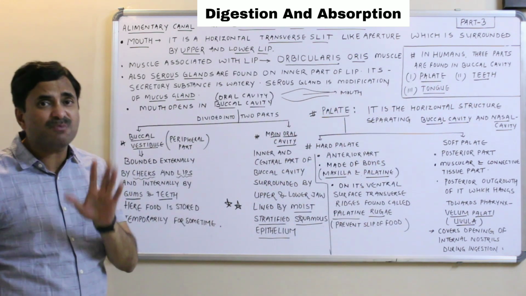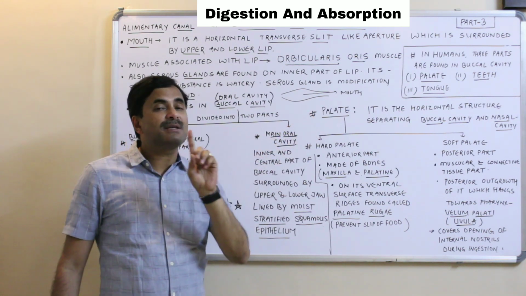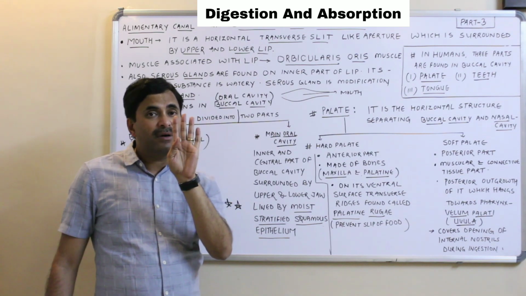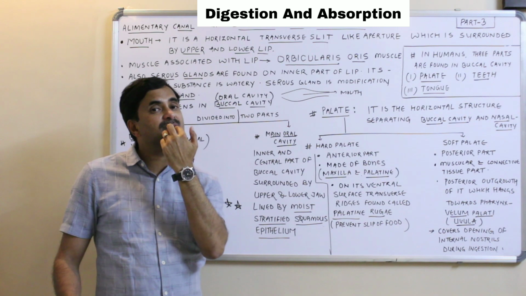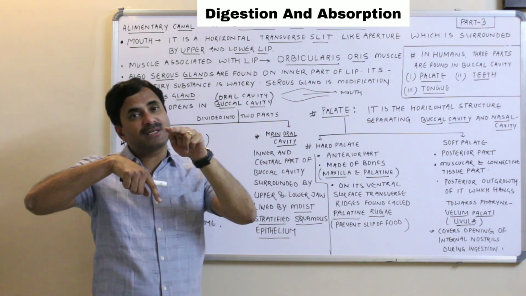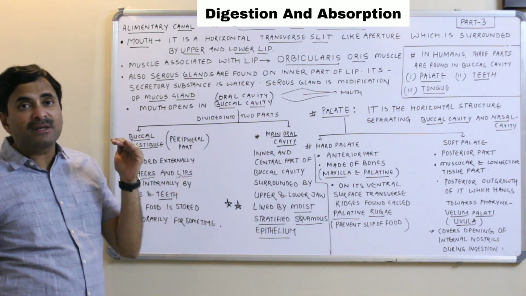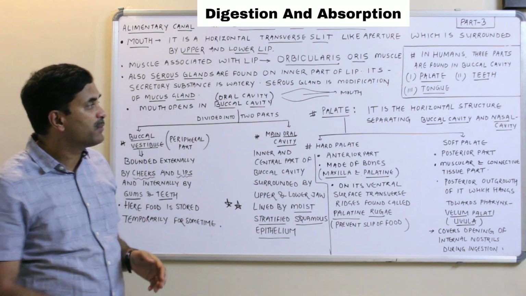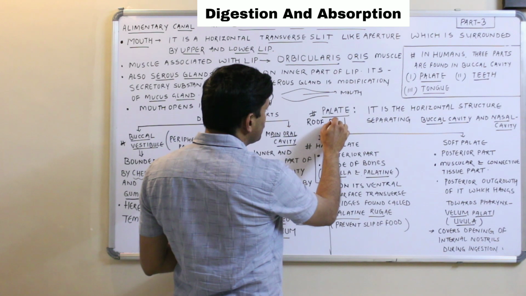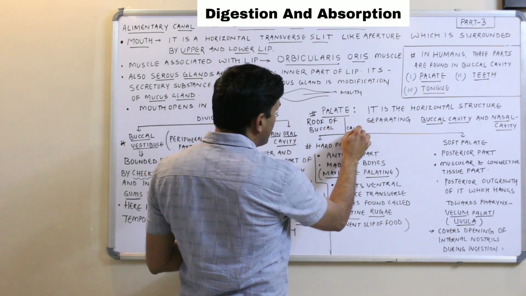Now starting with the first part in this video, the palate. You know what is the palate? This is the palate, the upper part of the buccal cavity. See, if this is the buccal cavity, then there are two parts of the buccal cavity. One is the roof, another is the floor. So I want to say that the palate is found at the roof of the buccal cavity.